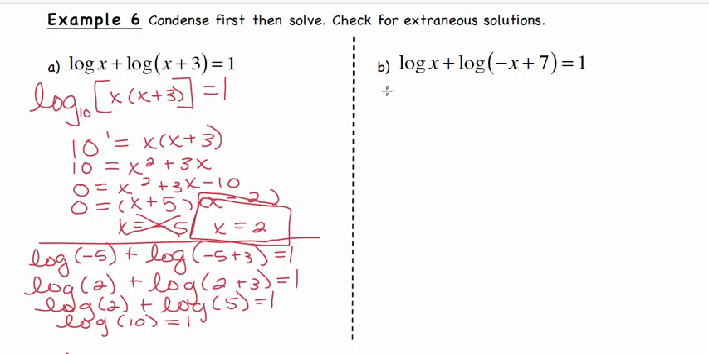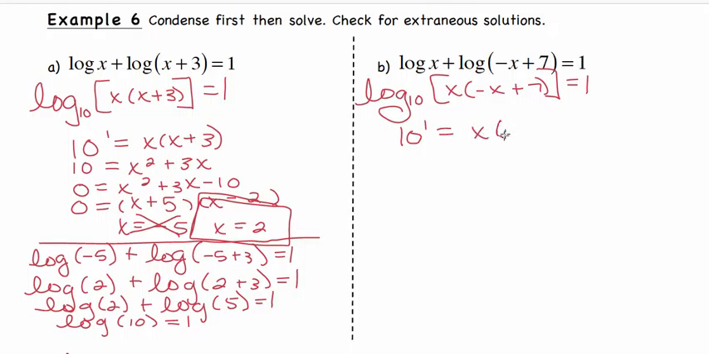We have addition once again, just another problem of doing basically the same thing. We have addition, and we're going to change addition to multiplication. Usually when I solve a problem like this, I actually write the base 10 in, and that's just so I can rewrite it exponentially a little bit easier. You don't have to write it there if you don't want to, but I like to see it. Then I can write 10 to the first equals x times negative x plus 7.